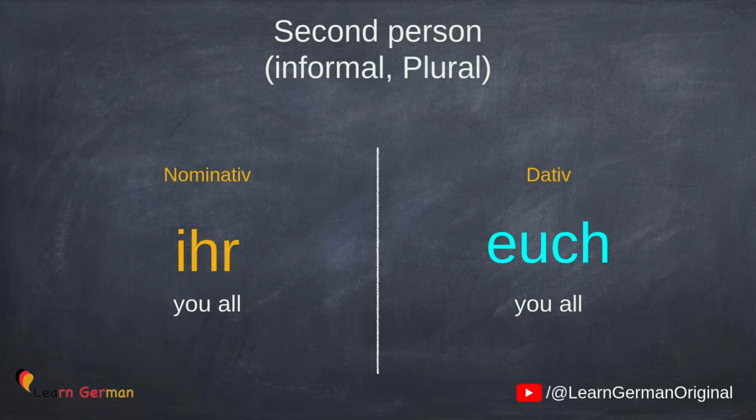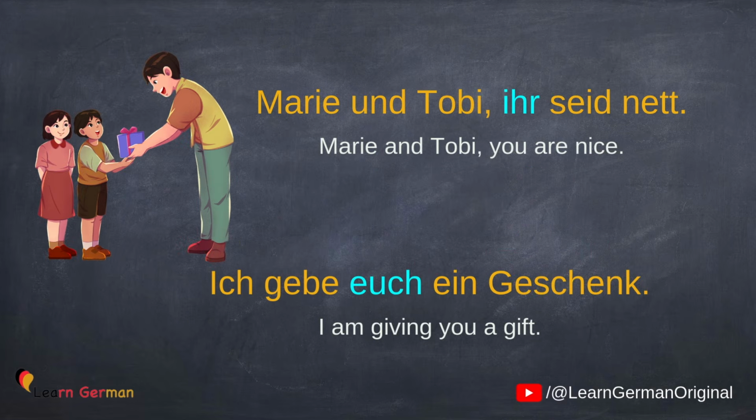Moving on to the second person informal plural form, that is, im Nominativ ihr and in dative euch. Let's see how to use them in a sentence. Marie und Tobi, ihr seid nett. Ich gebe euch ein Geschenk. In this sentence, euch is the dative object and the dative personal pronoun for ihr is euch.